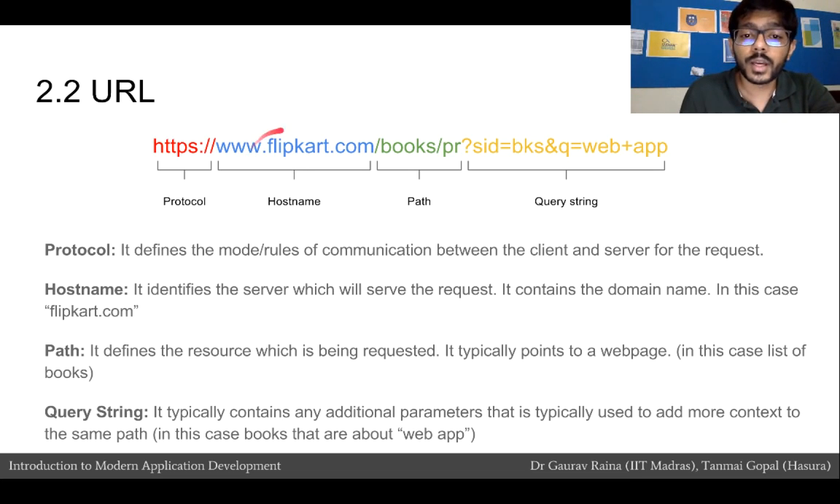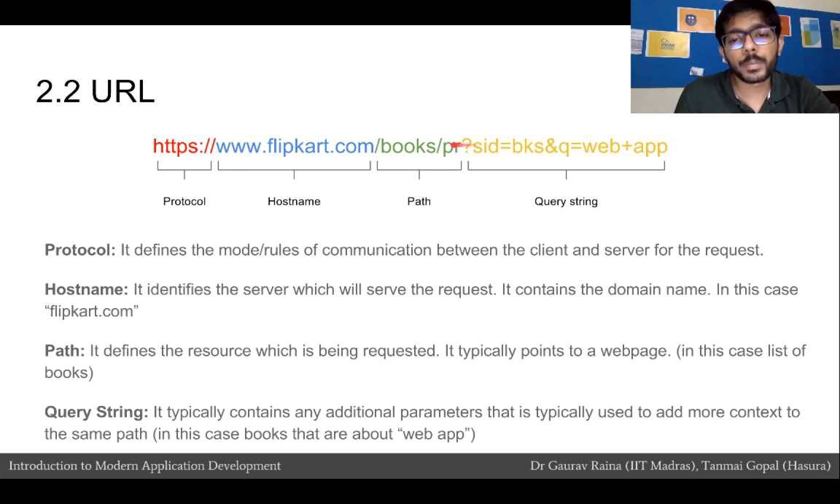The next part of the URL is the green portion, which is the path. The path is an extra piece of information that the browser sends to the server to request a more specific resource on that server. So in this case, for example, we're looking for the books page and the books content on flipkart.com.